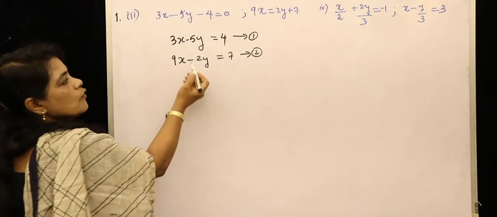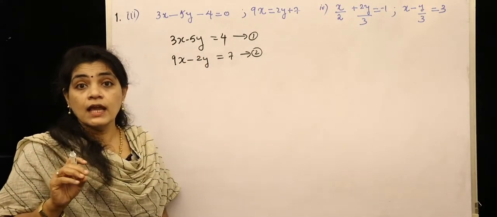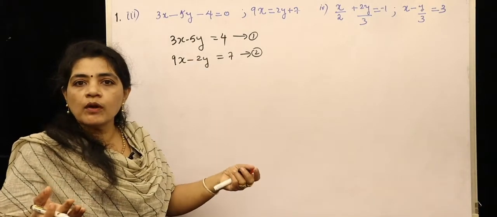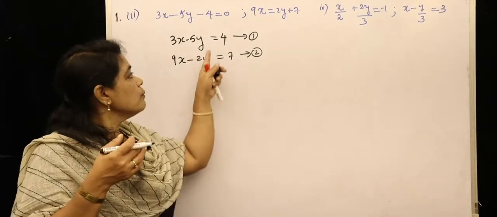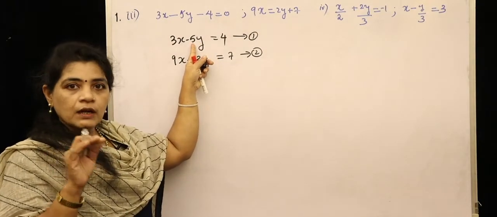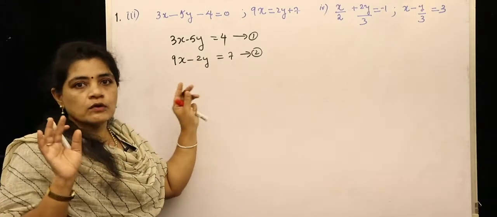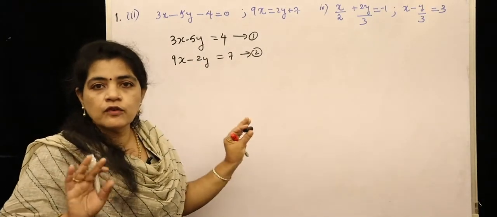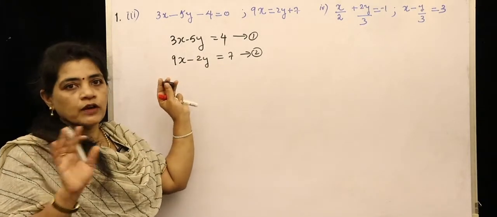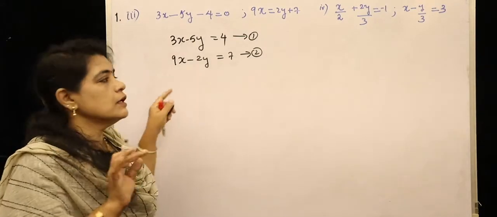Anyhow, you can also eliminate the variable y first, but here the coefficients are 2 and 5. 5 is not a multiple of 2. If the coefficient of y were a multiple of 2, you could follow the same procedure for y also. But here we can't, since 5 is not a multiple of 2. But here you can do it for x, since 9 is a multiple of 3.